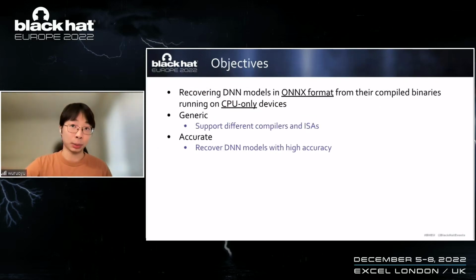In this work, our objective is to recover the DNN model in ONNX format from its compiled binary running on CPU-only devices. So in this work we only recover binaries running on CPU devices, and how to reverse engineer binaries running on devices with a DNN accelerator is left for future work. Our system should be generic enough to support different compilers and ISAs, and it should recover the DNN models with very high accuracy.